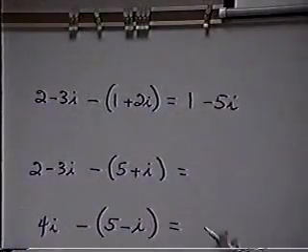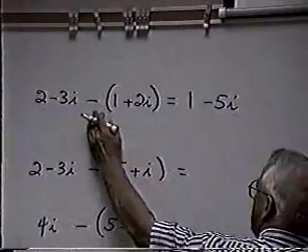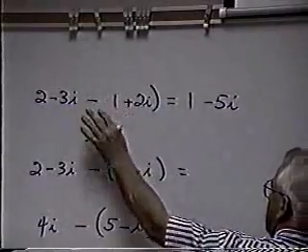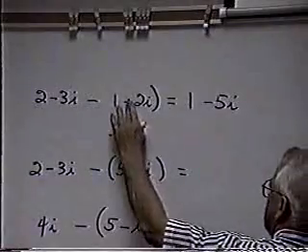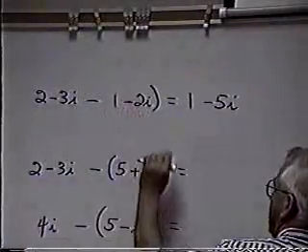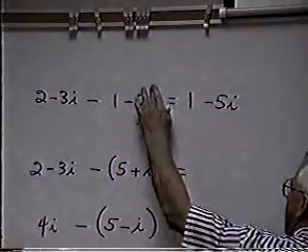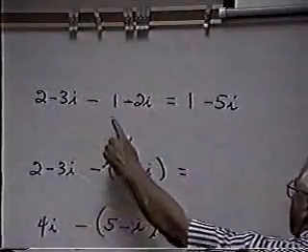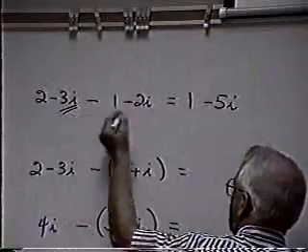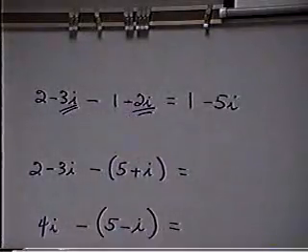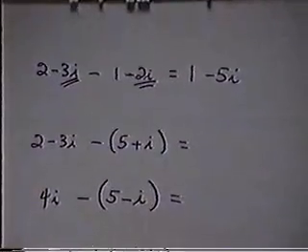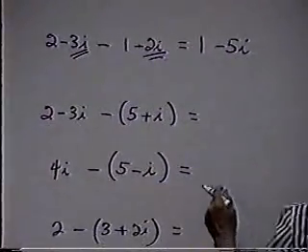The other way of doing it is to say, all right, I want to remove the parentheses. So minus times this plus 1 is a minus 1, and the minus times the plus is a minus 2i. And now we're back to adding. Add the real part to the real part, we get 1. Add the i to the i, we have a minus 3. Add it to a minus 2, which is a minus 5. All right, let's look at the next one.